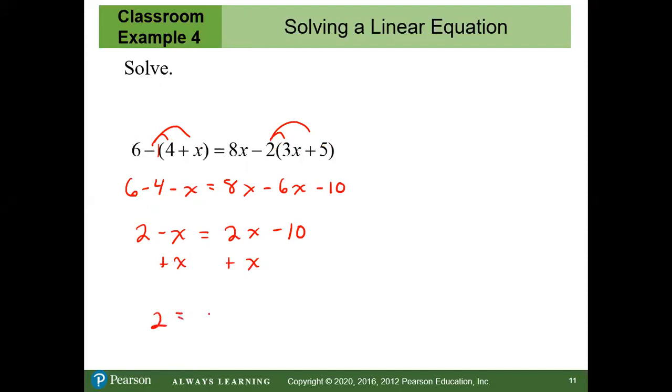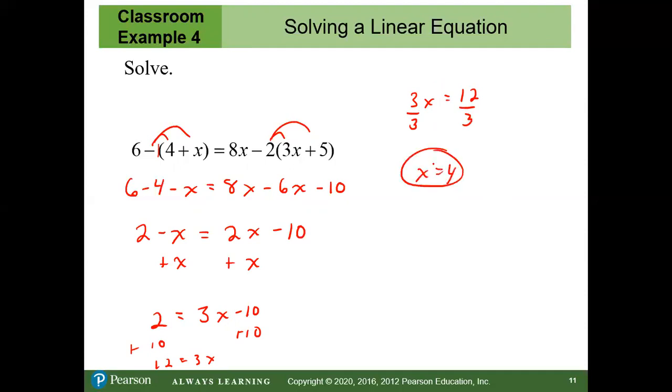So 2 is equal to 3x minus 10. Add 10, and you get 12 is equal to 3x, and 3x is equal to 12. So you can switch the order if you like to have your variable on the left. That doesn't really matter. We'll divide both sides by 3, and that gives us x is equal to 4.